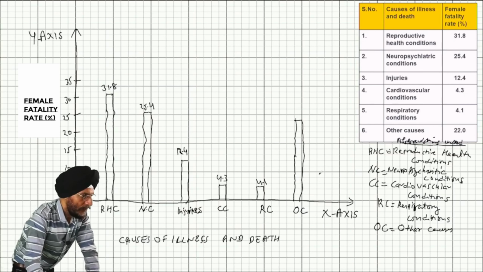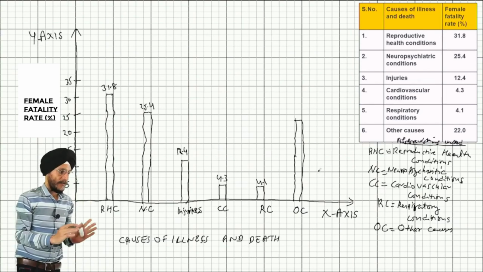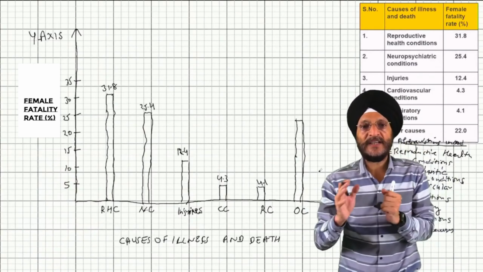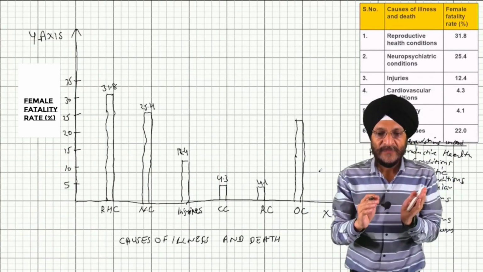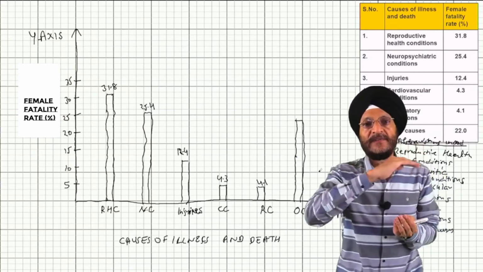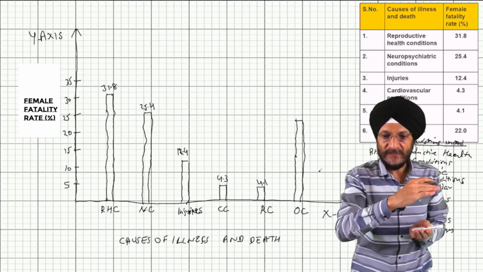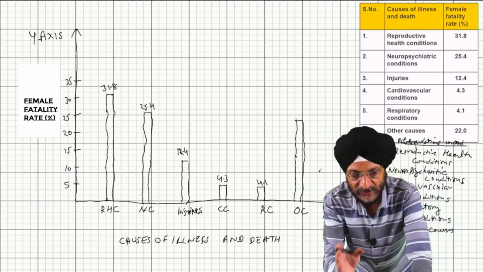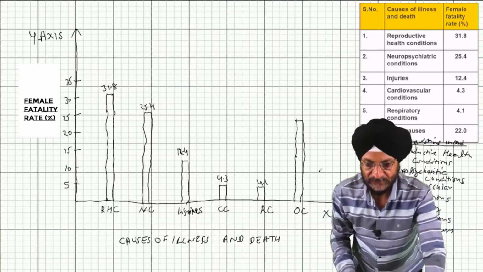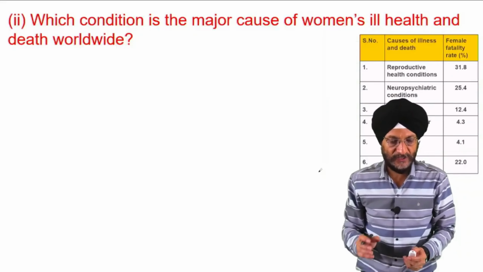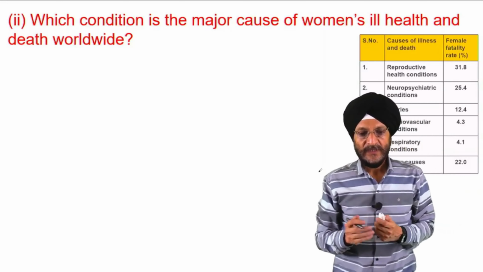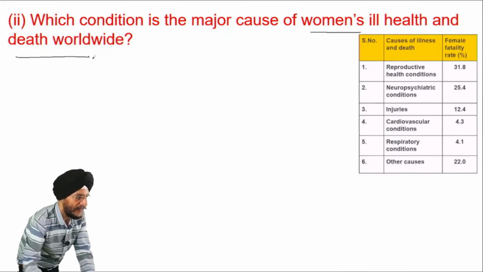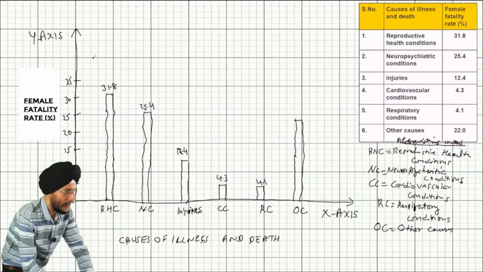So now you have been able to draw the information in respect of causes of illness and death on the x-axis and the female fertility rate, which is changing as per the cause of illness and death, on the y-axis, and we have drawn the picture on the chart. Now we take the next point which is in the question. Which condition is the major cause of women's ill health and death worldwide? So now we refer back to the graph.